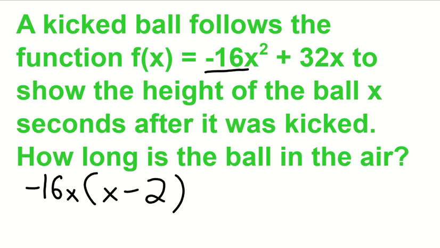Well, what makes this first piece equal to 0? What times negative 16 is 0? 0. And that's where the ball starts, on the ground at 0. What makes x minus 2 equal to 0? 2. Everybody follow on that? So, kind of fairly easy way to do that.